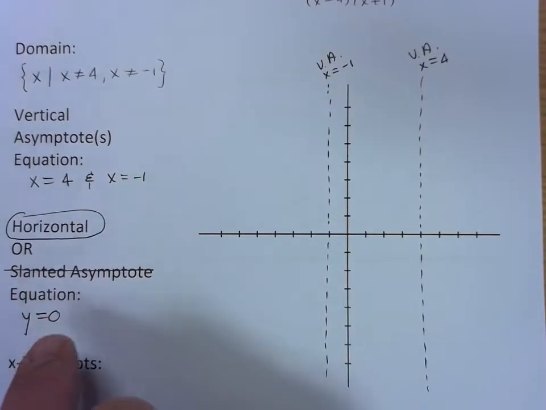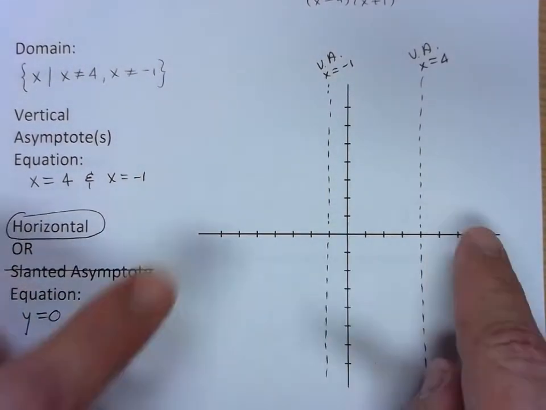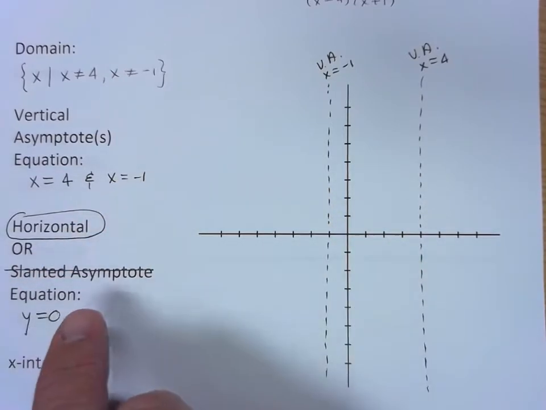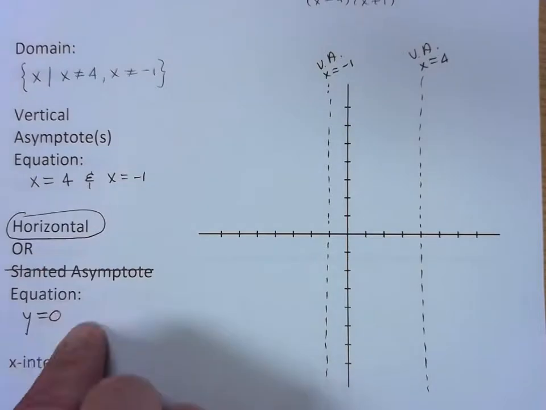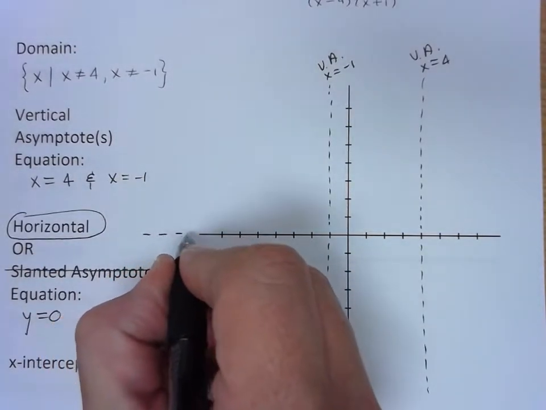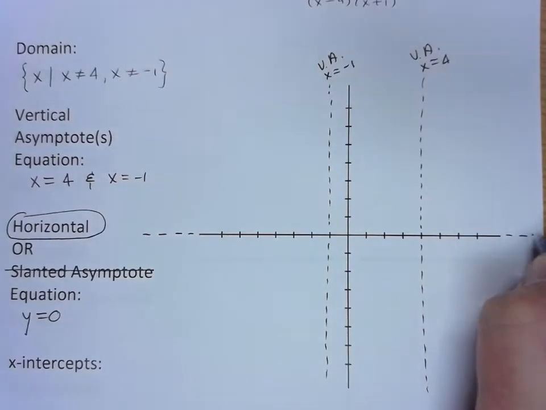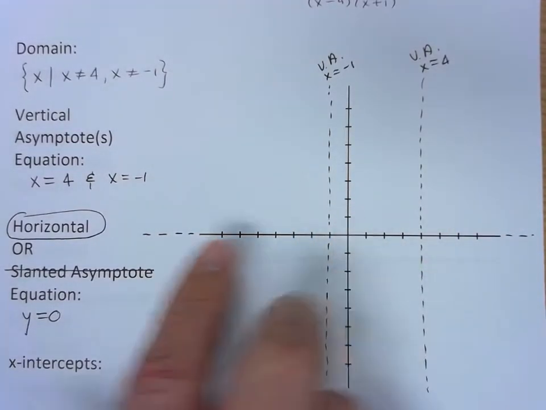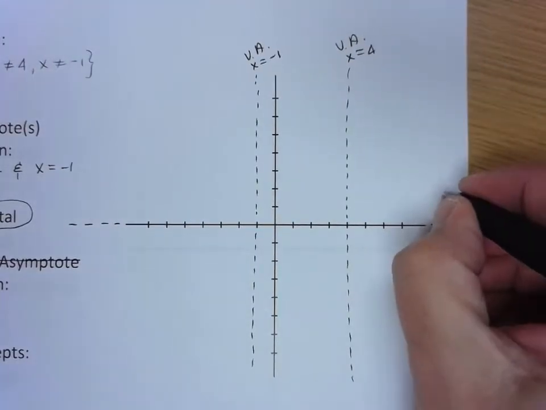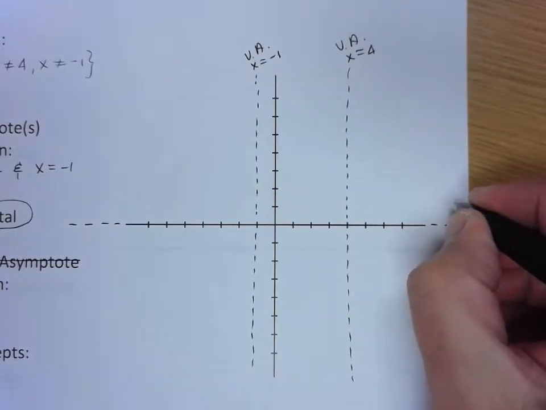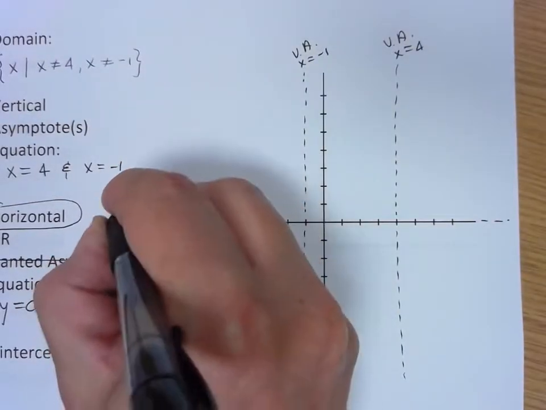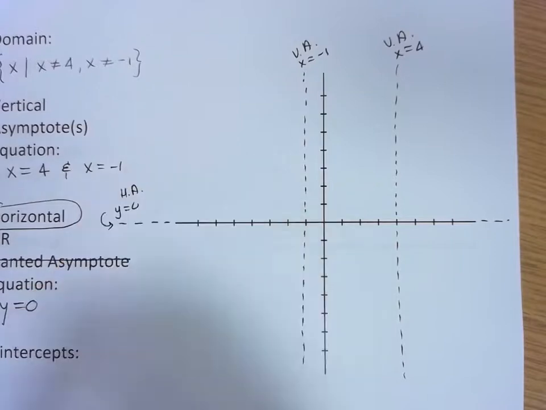Now remember, this only takes its influence on these ends of the graph. It doesn't really take an influence right here. So when you're graphing the horizontal or the slanted asymptote, you really only need its influence on these ends of the graph. They may cross right here in the middle, but I'm going to go ahead and put my dotted line there, anticipating that being a horizontal asymptote for this particular function. So I'll just say that's an HA at y equals 0. Then I just graph right there.